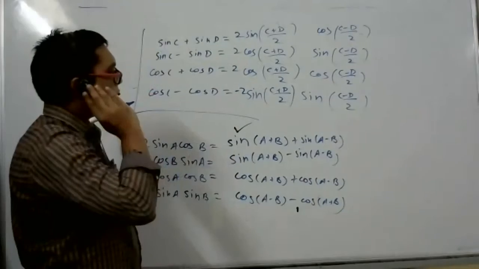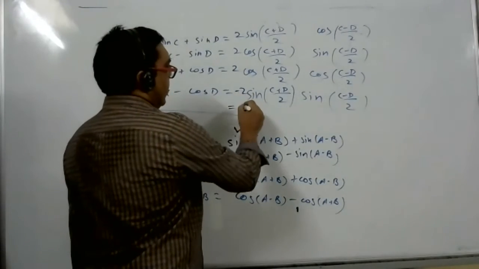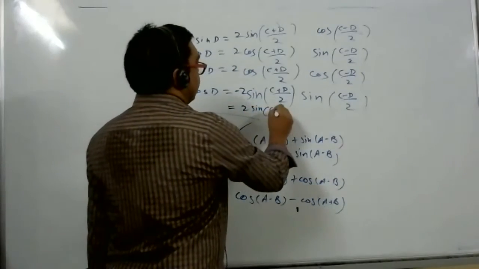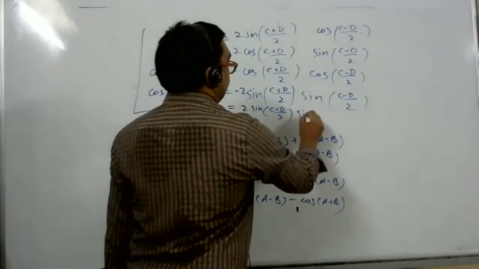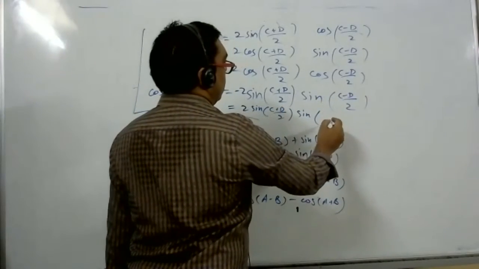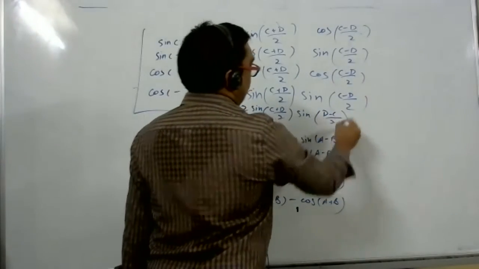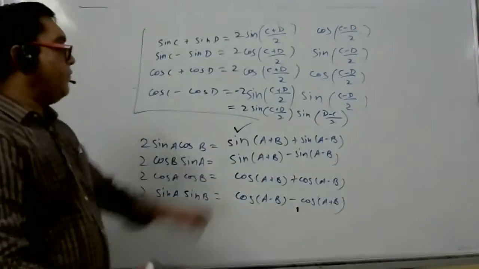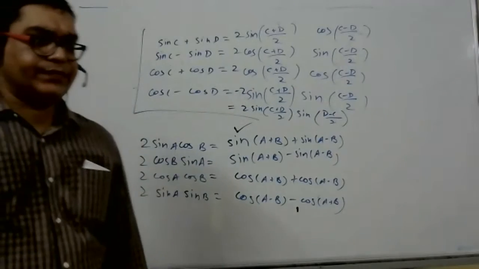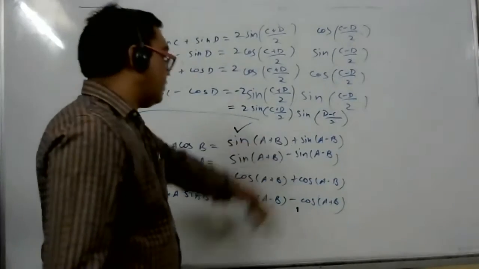Are you understanding or not? Yes, sir. It depends. You can write this way also: 2 sine C plus D by 2, don't put minus here. Then what should we write here? Sine. If you don't put minus, it will be D minus C by 2. Are you understanding or not? Yes, sir, both are the same. Anything else? So when you want to convert product into sum or difference, use this formula.